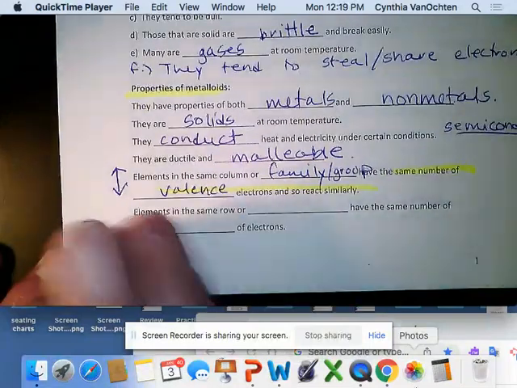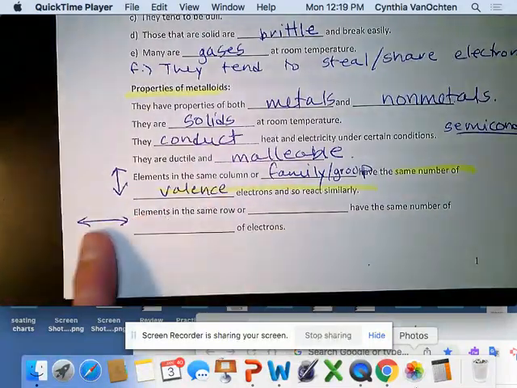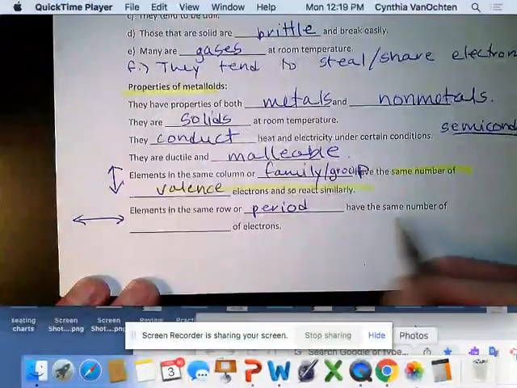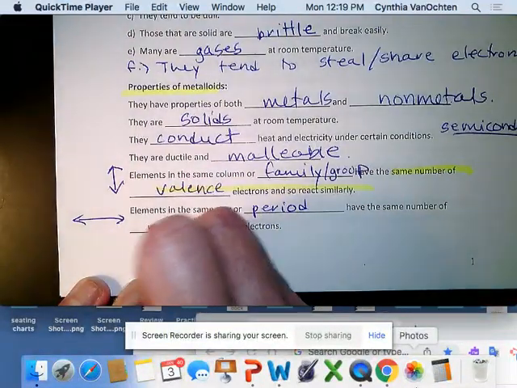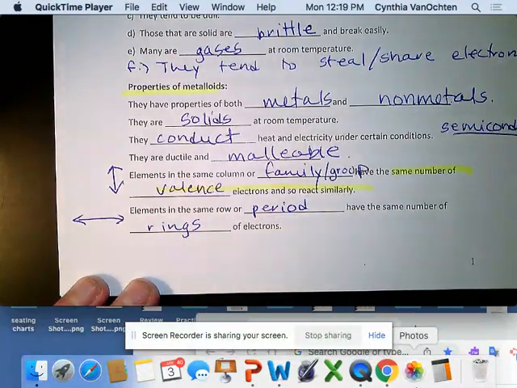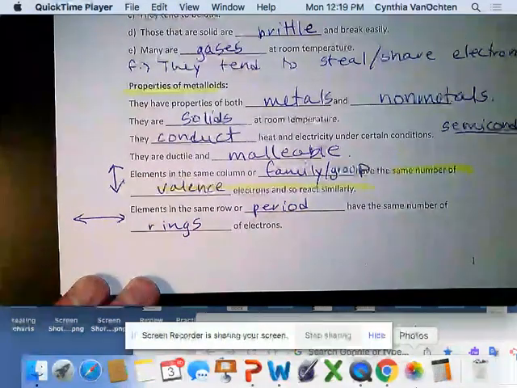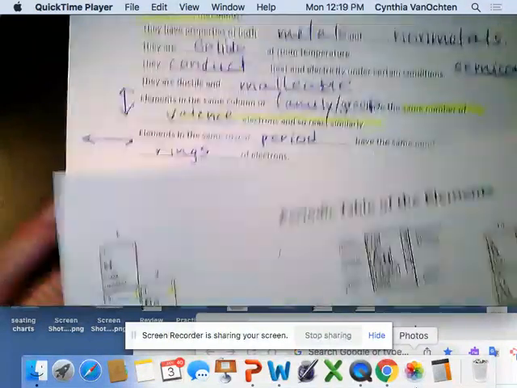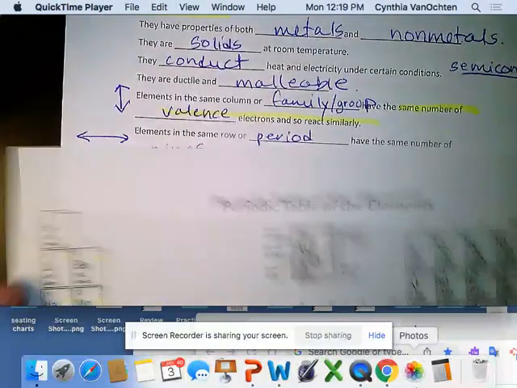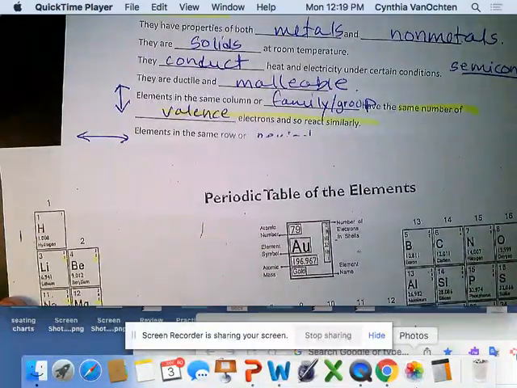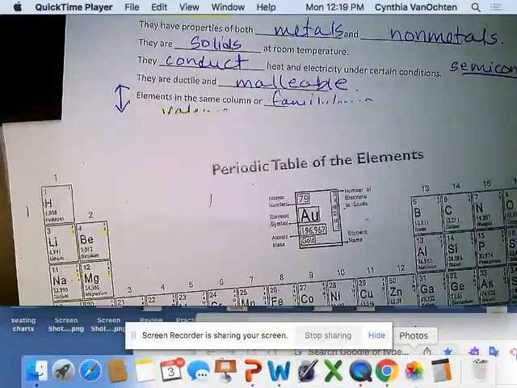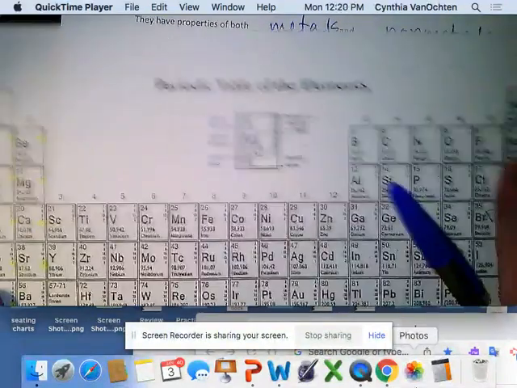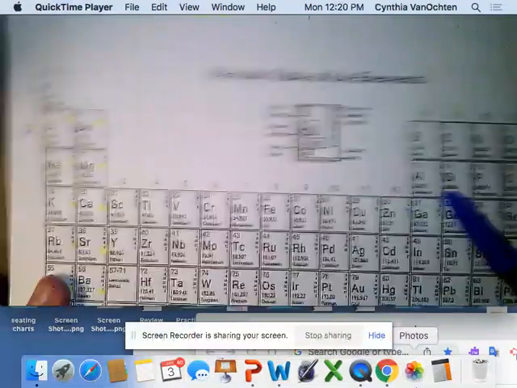Now, elements in the same row, like this, or period, have the same number of rings of electrons. Okay, so we labeled this in some of your prior notes, but just to show you, if you're in period 1, which is hydrogen and helium, you have 1 ring of electrons. If you're in period 2, which is lithium all the way through neon, you have 2 rings of electrons.